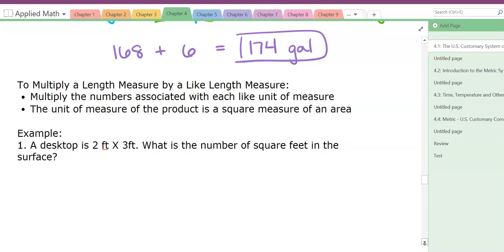So they're talking about, for this example, a desktop that is 2 feet by 3 feet. What is the number of square feet in the surface? So a desktop would be like your computer screen. And normally they're rectangular shaped. So for the area of a rectangle, we're going to take length times width. So we're going to take the 2 feet times the 3 feet. 2 times 3 would be 6. Since we're talking about area, area is always the unit squared. So it would be feet squared.